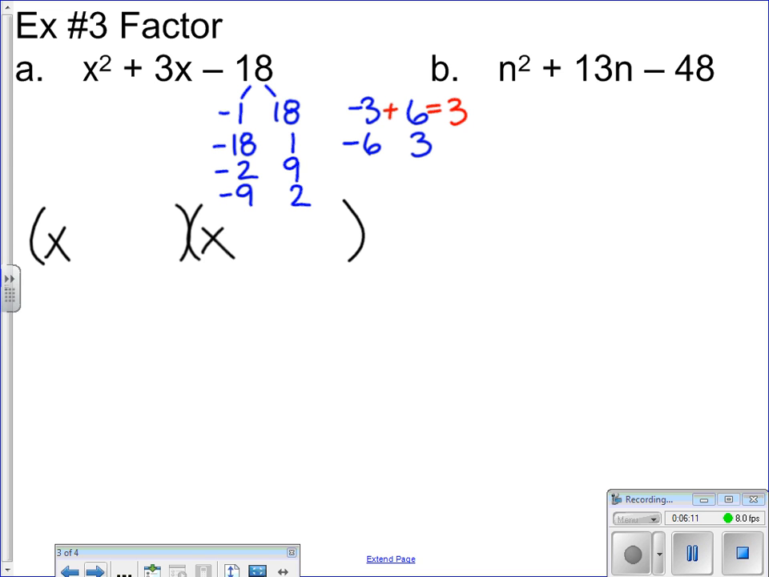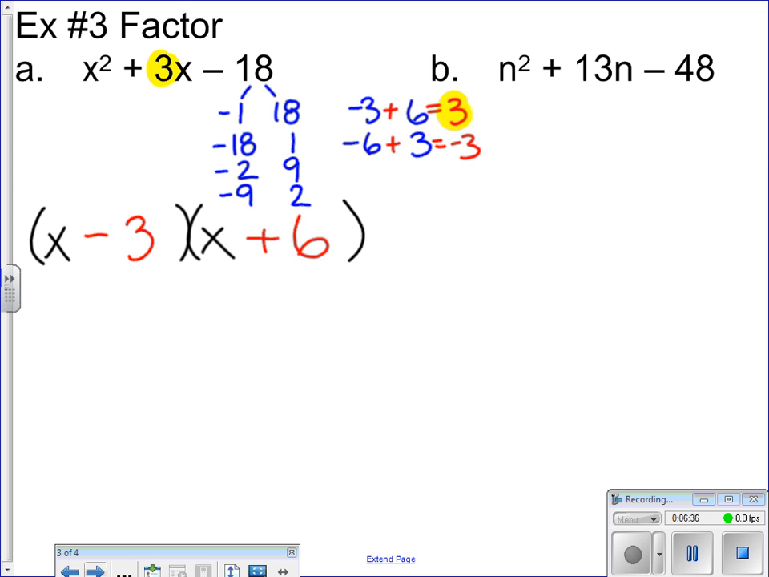You have to make sure the 3 is the negative, because if it was negative 6 plus 3, that's negative 3, not the number I want. I want positive 3. So I'm going to put in my parentheses a negative 3 and a positive 6. One of them's negative, one of them's positive.